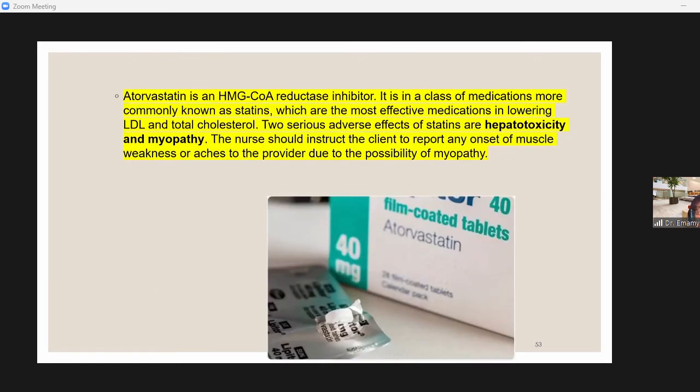For myopathy, if patient reports any muscle soreness, any muscle tiredness, you need to stop the medication. For hepatotoxicity, check the liver function test. Patient shouldn't take alcohol, acetaminophen. Patient shouldn't take grapefruit juice.